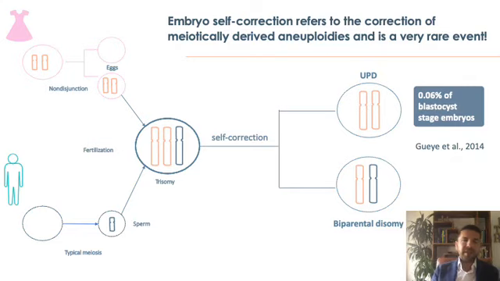by looking at the frequency of uniparental disomy events that we can observe at the blastocyst stage of development. This very large study was performed by a group led by Nathan Treff back in 2014, showing that instances of uniparental disomies could be observed in as low as 0.6% of human embryos at the blastocyst stage, supporting the fact that meiotically derived aneuploidies are fixed through development and are also associated with certain outcomes.